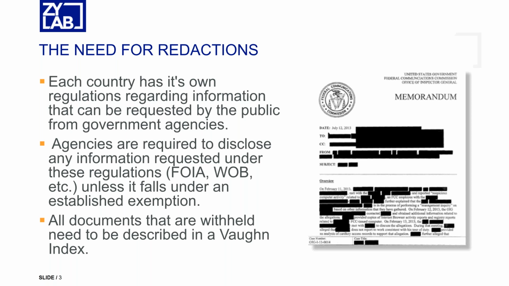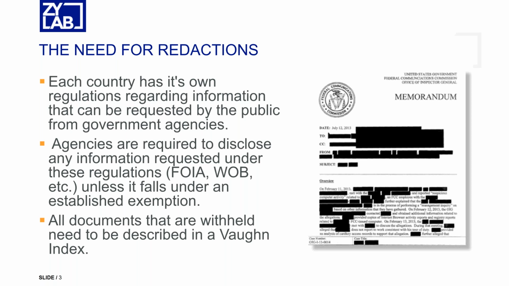The agencies that receive these requests are required to disclose that information under the appropriate regulations, unless that document falls under an established exemption. The exemptions themselves protect interests such as personal privacy, national security, law enforcement efforts. Those exemptions may vary per country, per region, or even per agency. The regulations to obtain information by the public are really a vital part of our democracy.